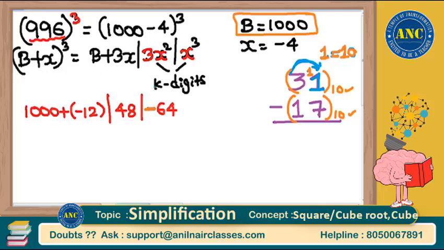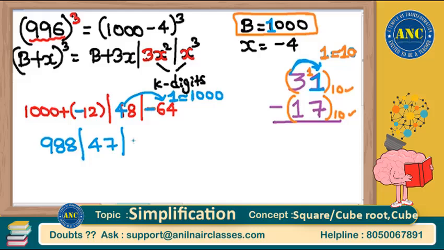What I will do is, I will borrow 1 rupee from this neighbor. If I borrow 1 rupee, that 1 will be equivalent to how much? That 1 will be equivalent to 1000, because the base system is 1000 in this particular question, right? 1000 minus 12 is 988. If I borrow 1 from this person, it becomes 47, and here I have 1000. 1000 minus 64 is 936.